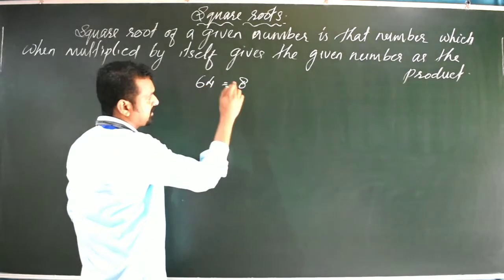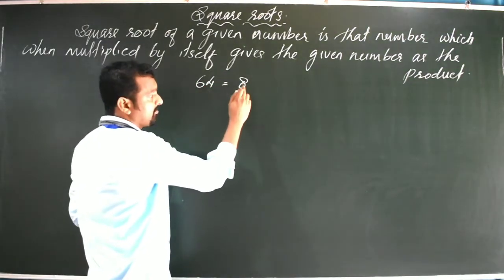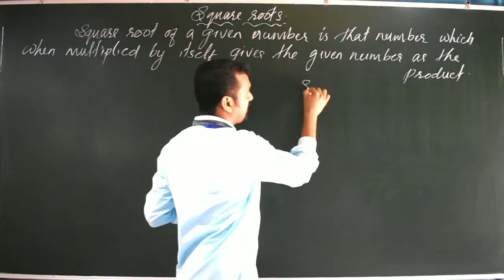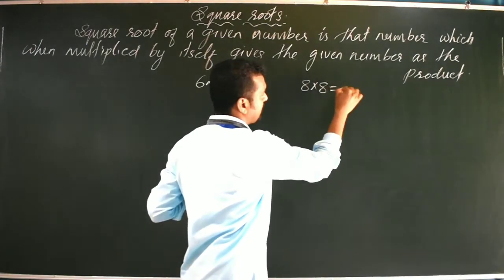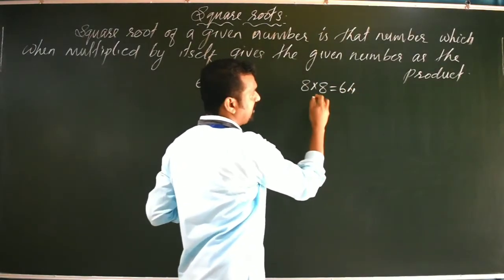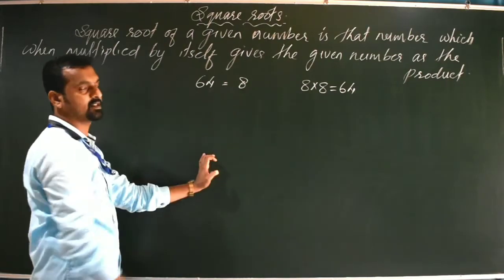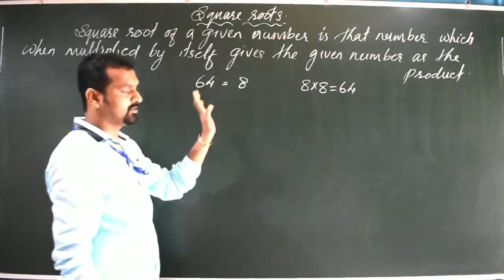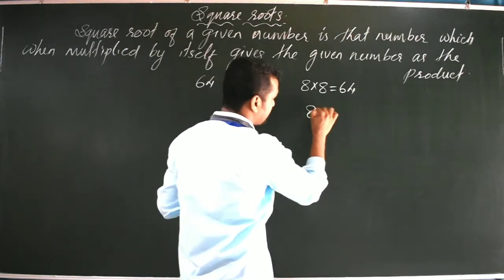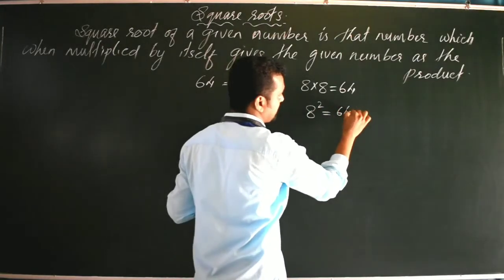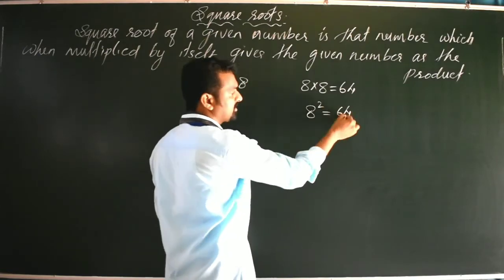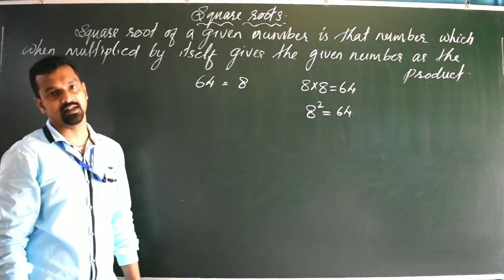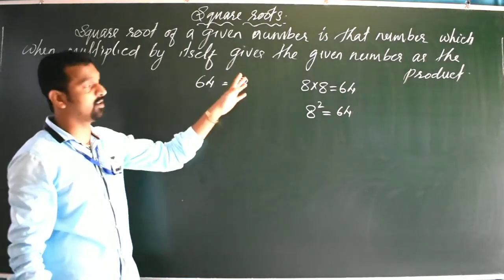I told you that the square root of 64 is 8. Which when multiplied by itself, that means 8 multiplied by itself, we have to get the given number as the product. We know that 8 eights are 64. So the square root of 64 is equal to 8. This much only you have to remember: 8 square is equal to 64, therefore the square root of 64 is equal to 8.